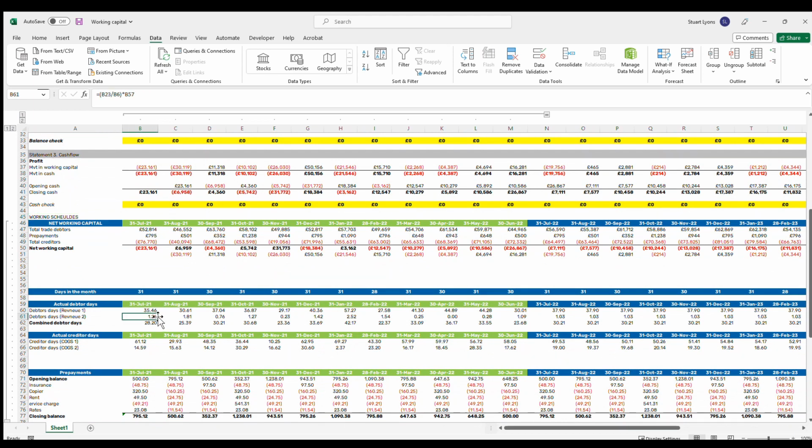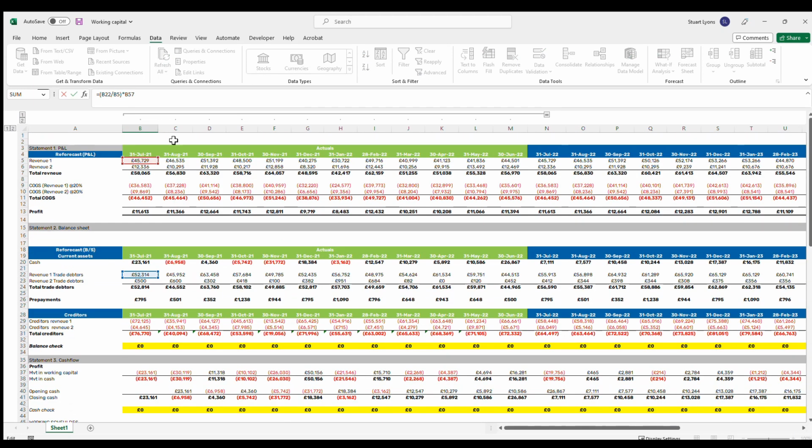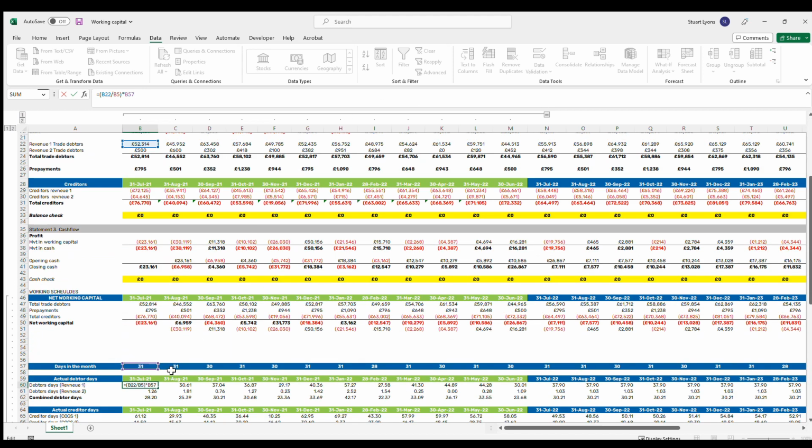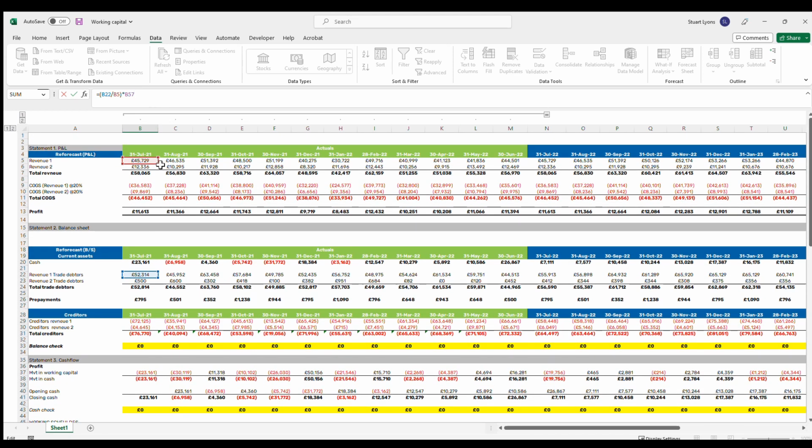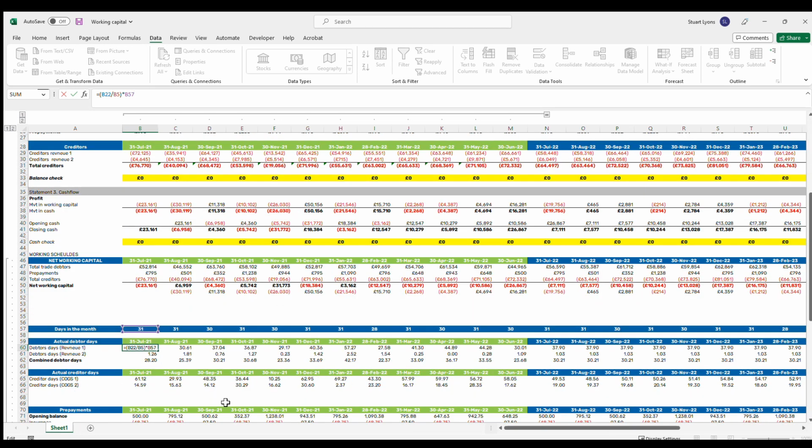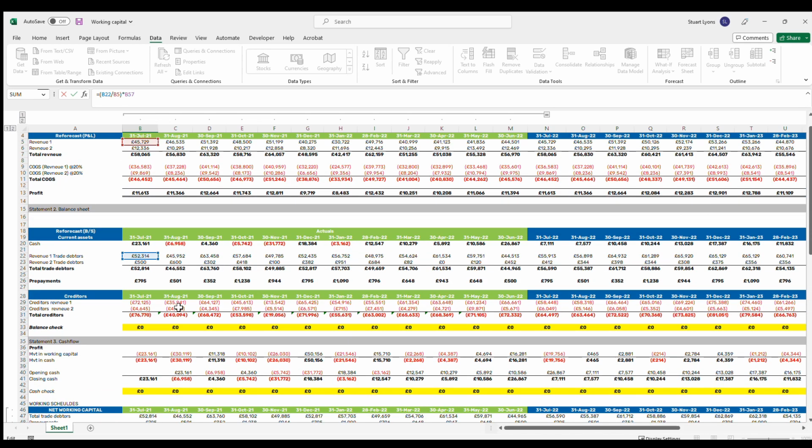Going down, you've got your debtor days, right? And the debtor days is the trade debtors divided by revenue times the number of days in the period. So in my original one, I did it annually, so I was multiplying it by 365, but because I'm doing it monthly, we're multiplying it by the days in the month, right? And that's a clear distinction to make, which you must make. You're always multiplying it by the number of days in the period in question.